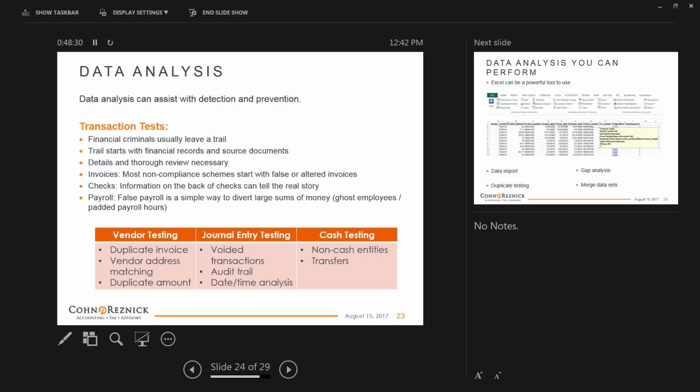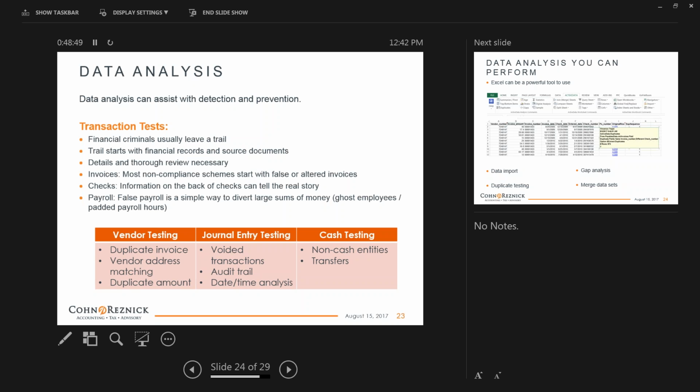Maybe another red flag. And then in cash testing within QuickBooks and the audit trail, we like to run certain tests to see transfers that occur and also non-cash entries. And now these non-cash entries, they're not coming from the disbursement system.